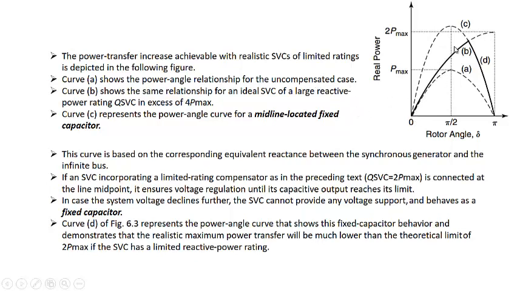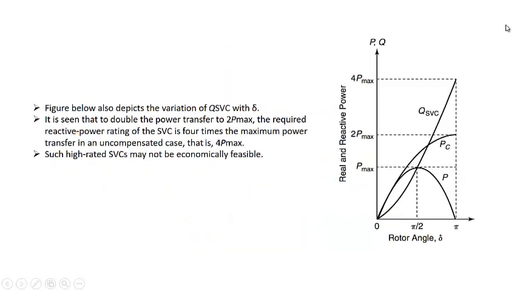So curve B is not only this much, which is written here in the bold line. Curve B is from 0 to this line, which we have already. The maximum will be given by twice Pmax. And for this curve B, we also have to take care of the reactive power. This curve B is actually this curve in the other figure. So in this case, we are assuming that the reactive power supplied by the SVC is 4 times Pmax when real power is twice Pmax.